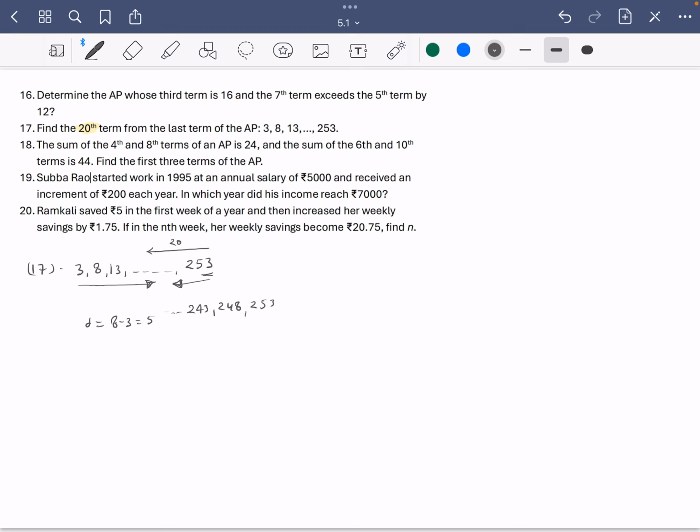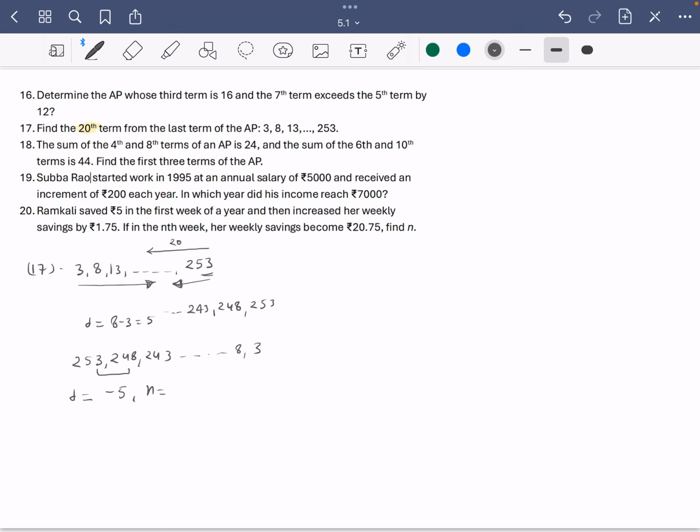If I want to find out the 20th term from the last term, that is 253, I can flip this AP. I can consider 253 as the first term, just flip it: 253, 248, 243, and so on, and 8 and 3. Now the common difference is 248 minus 253, which is negative 5, so d is going to be negative 5.